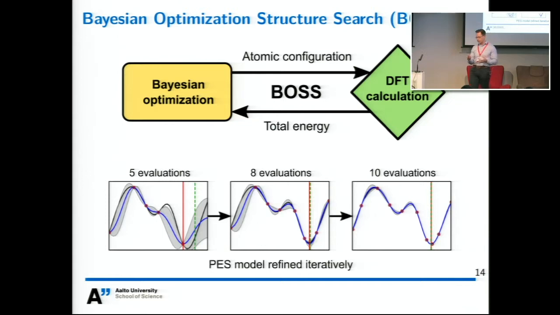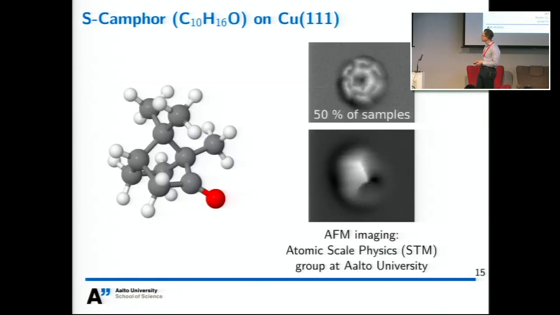So this concludes our methodology. To summarize, we use Bayesian optimization to pick specific atomic configurations for energy calculation. Then we feed the energy back to the model, and with iterating this process, we refine our model of the potential energy landscape. Next, I will show you one application of this method.